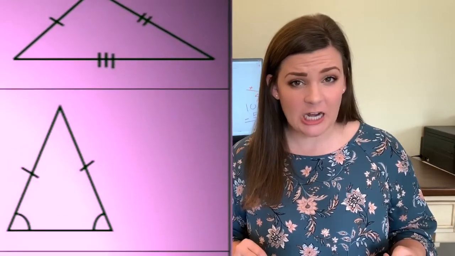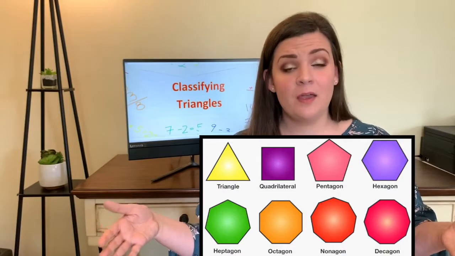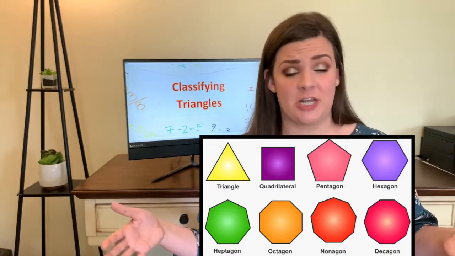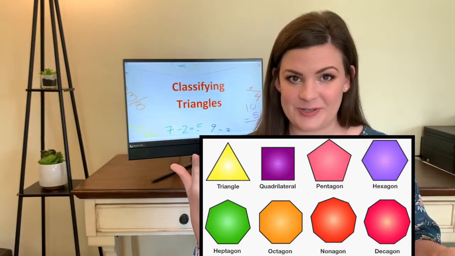Don't remember what a polygon is? No worries. Do these guys look familiar? The polygon family are a group of shapes that are closed, have at least 3 sides and 3 angles.